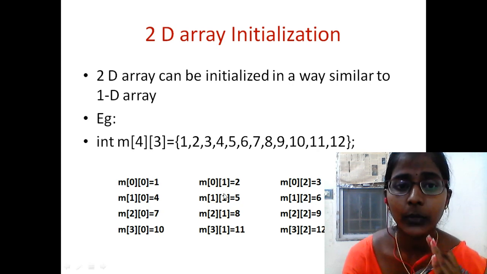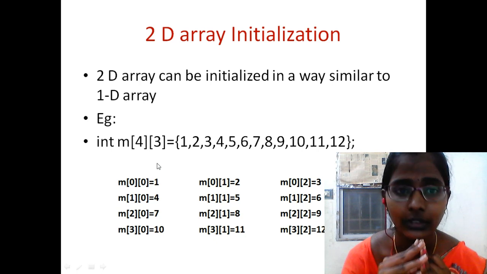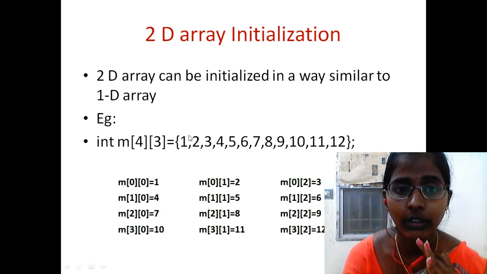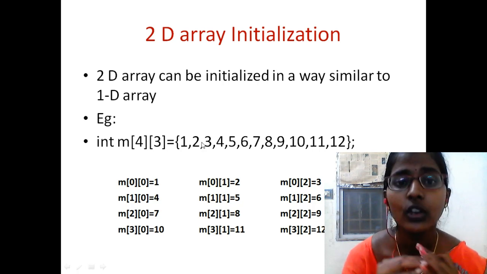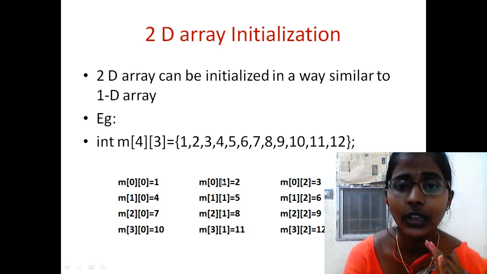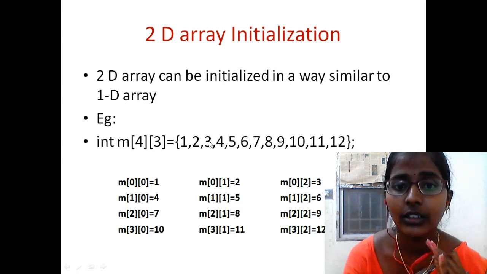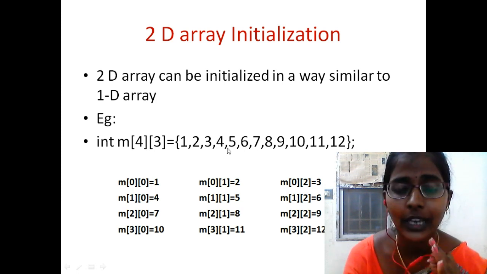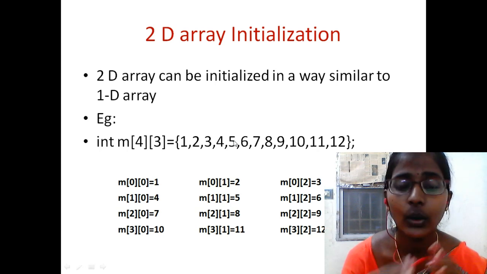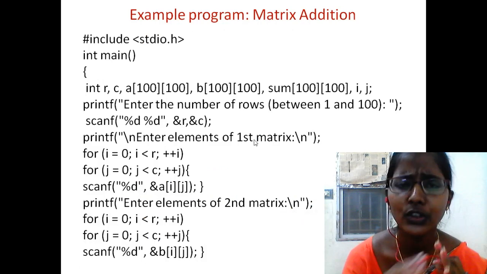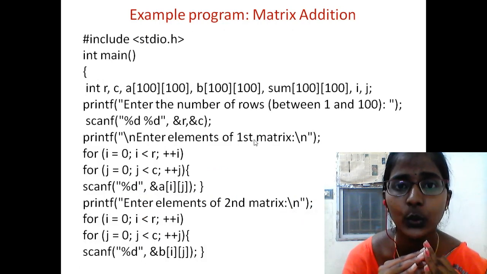Normally the array index value starts with 0. So the first element will be m of 0, 0. The first initial value is assigned to the first index position. The next element is stored in the next position of the column. Then for the first row, the first three values will be assigned. Then the next three values will be assigned to the second row. After that, the same will be followed.